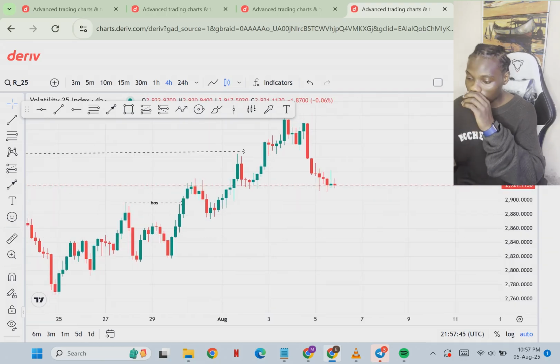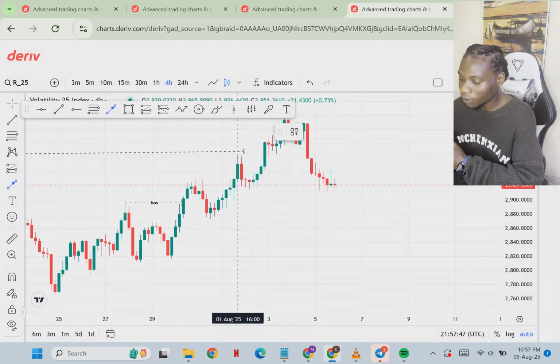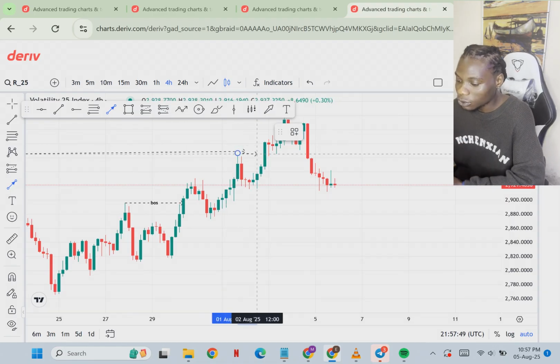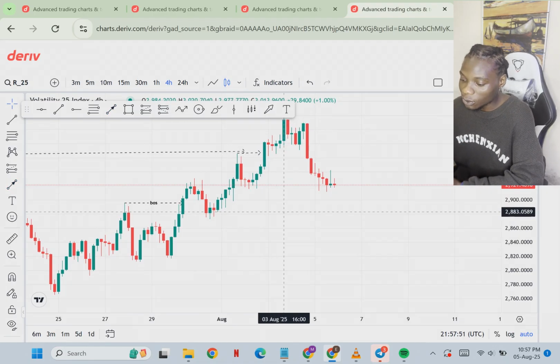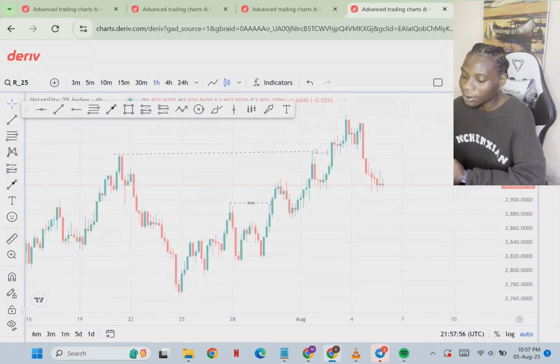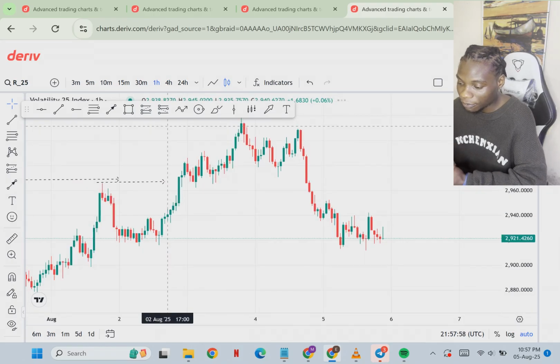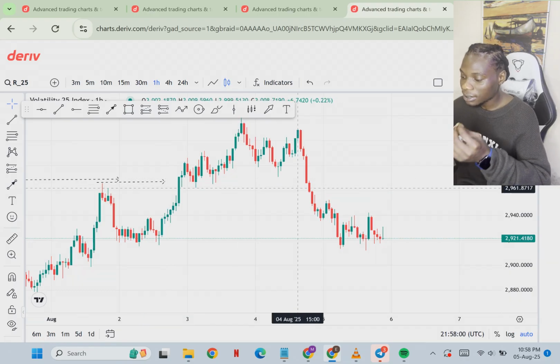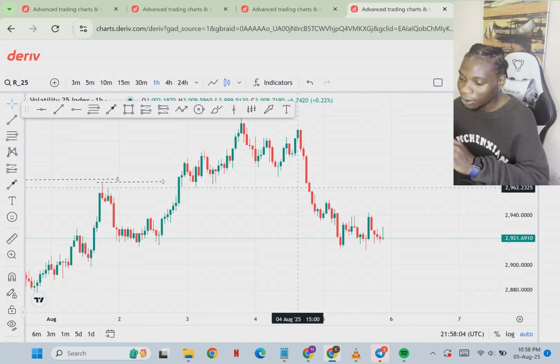So now we'll come to our 1 hour, whereby this 1 hour will show us where is actually our supply zone, where is actually our demand zone, because our 1 hour is our analysis time frame. If you guys actually understand time frames, you know our 1 hour is our analysis time frame. Our 1 hour and 30 minutes, don't go elsewhere.